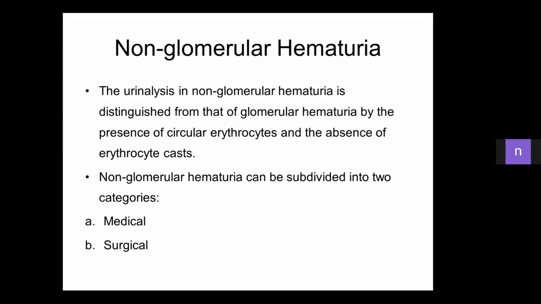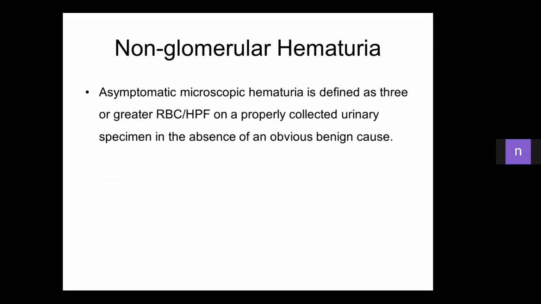Next, for non-glomerular hematuria, usually we can distinguish it by the presence of circular erythrocytes and then the absence of erythrocyte casts. We can categorize non-glomerular hematuria into two categories, which is medical and surgical. There is such a thing as asymptomatic microscopic hematuria. It's defined as 3 or greater RBC per high power field on a properly collected urinary specimen.